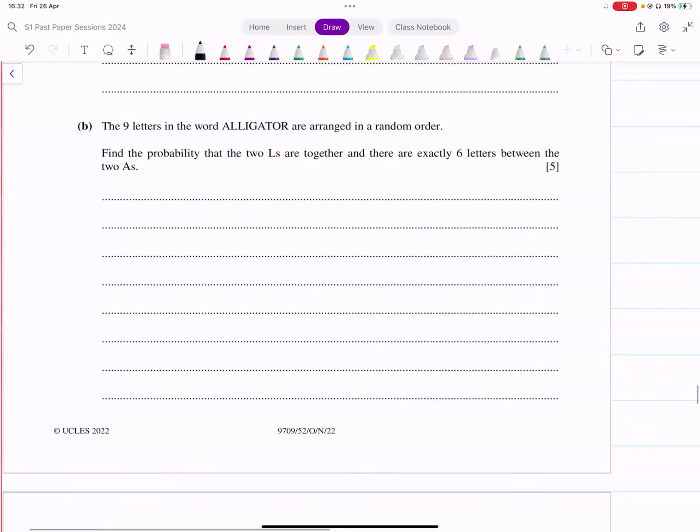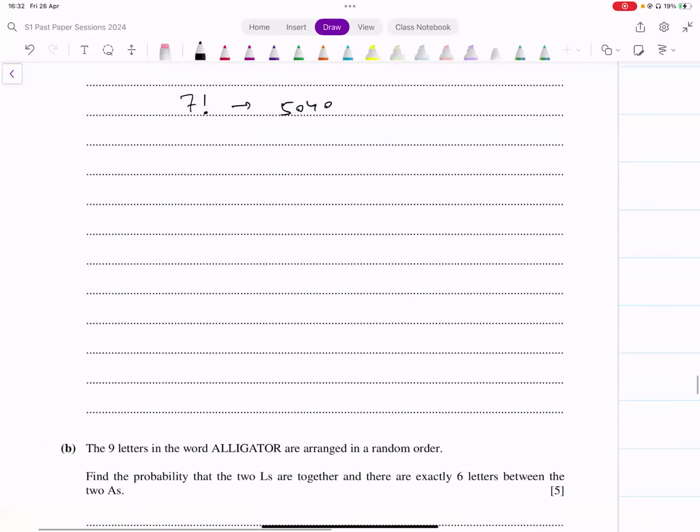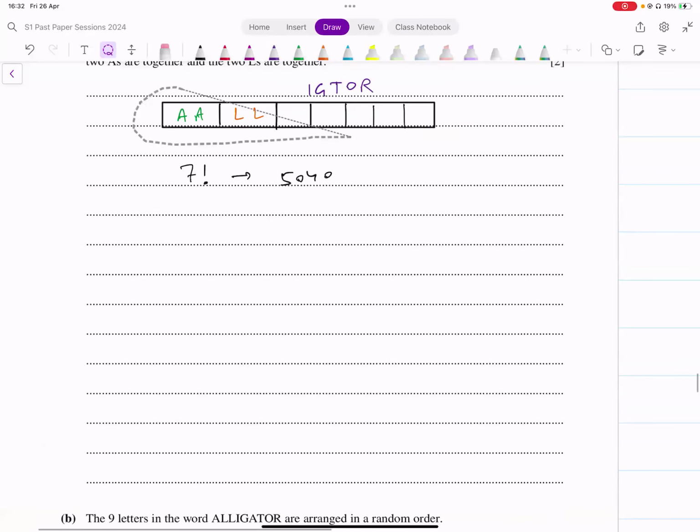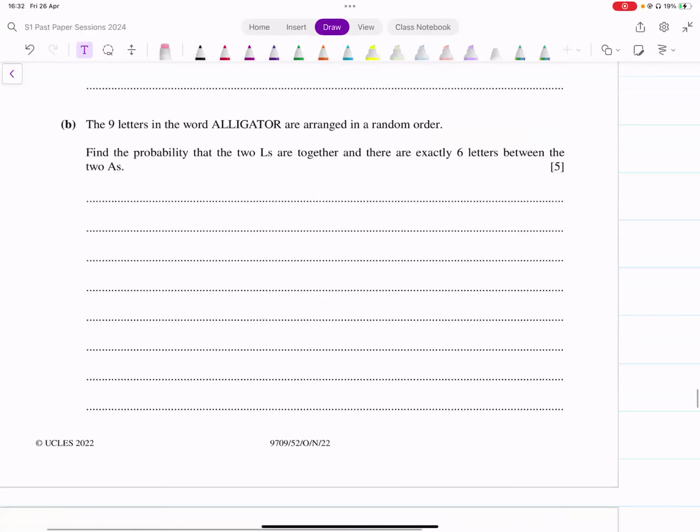Now it says the 9 letters in the word alligator are arranged in a random order. Find the probability that the 2 L's are together and there are exactly 6 letters between the 2 A's. Okay, so how do we think about this now? Again, these 9 letters are arranged randomly. I'm going to make 9 boxes again. Just copy that.